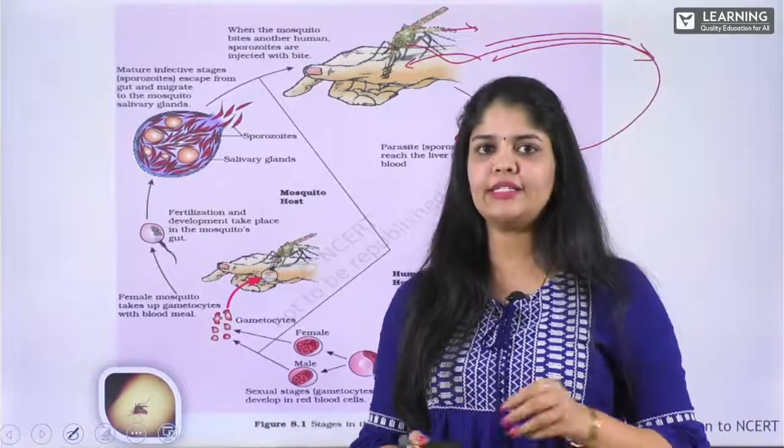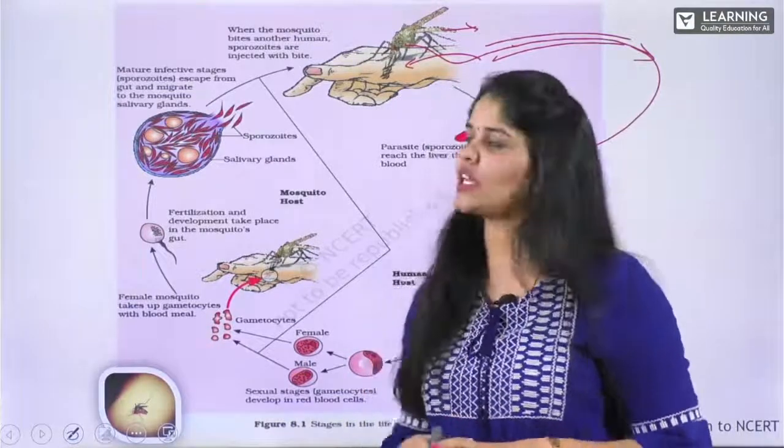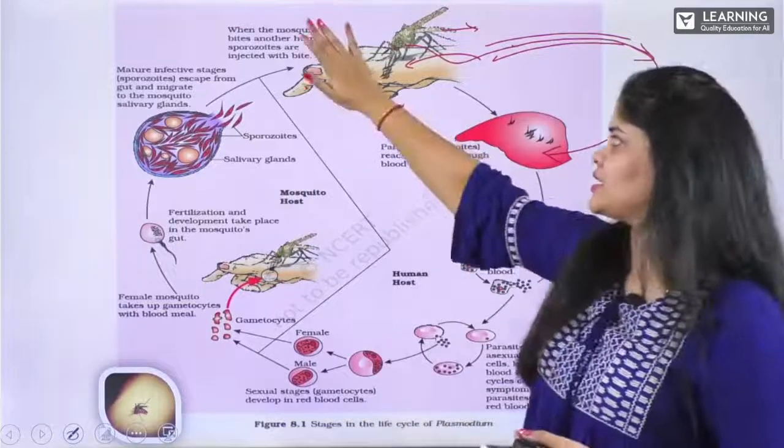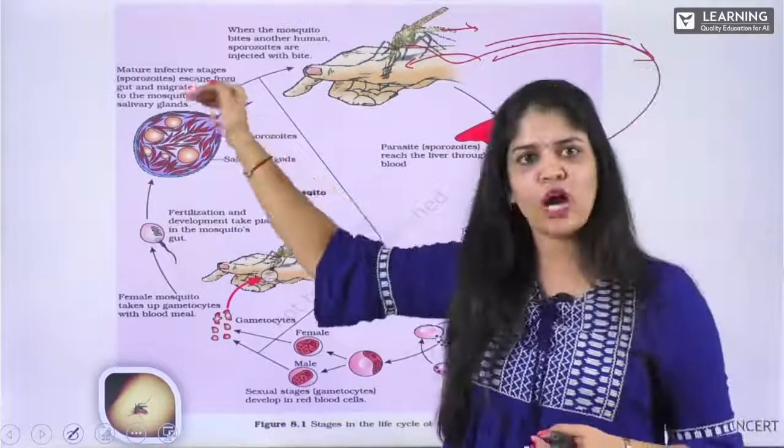In the liver, it is entering into the liver cells, that are called hepatocytes. This is the second stage. First stage, we'll come to this stage, how the sporozoites are formed.